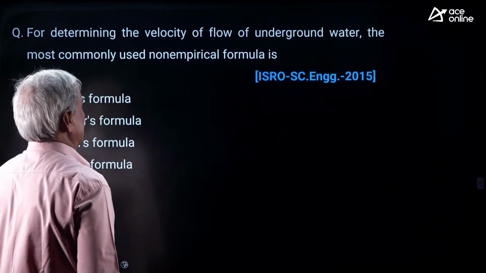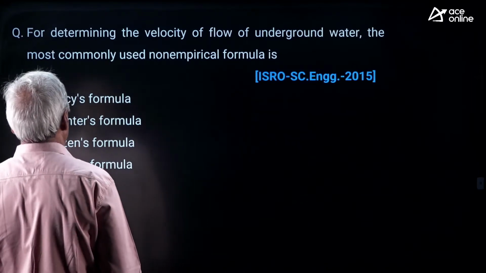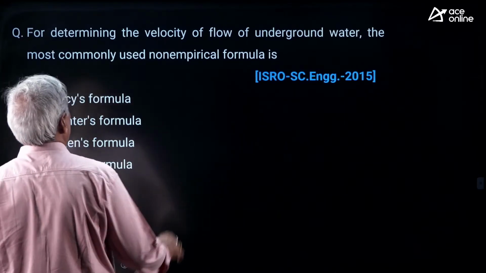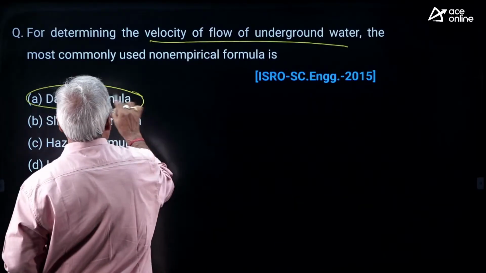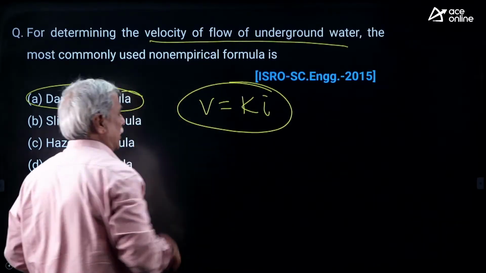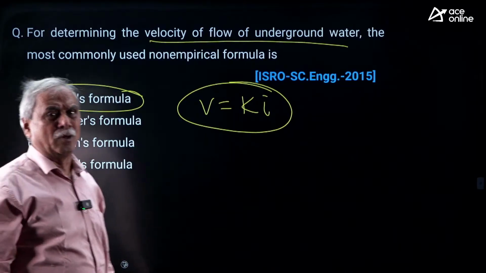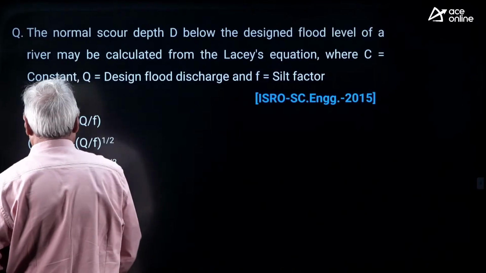For determining the velocity of the flow of underground water, the most commonly used empirical formula is Darcy's formula, for flow through any porous medium. V is equal to Ki is the formula we use.